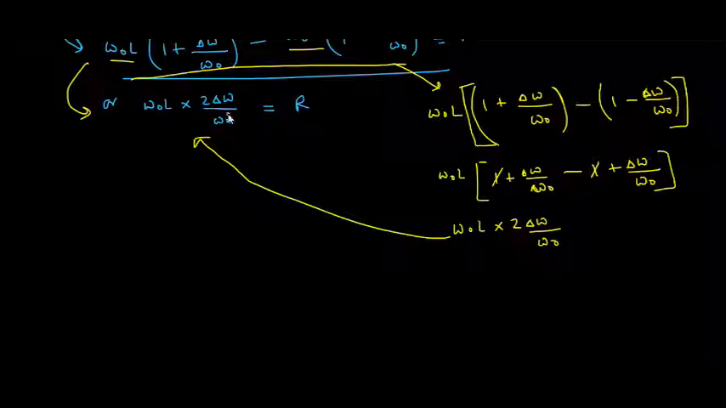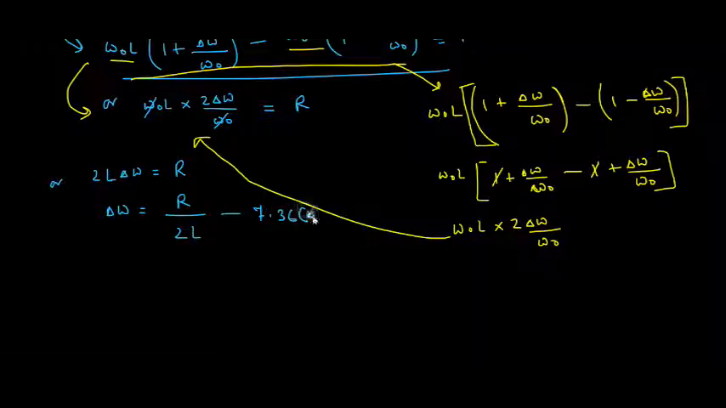So we can cancel omega naught, omega naught. So what is left here is 2L delta omega is equal to R. So delta omega is equal to R by 2L, and this is the equation from your book 7.36a. So this is the equation 7.36a. You will find it in your book.